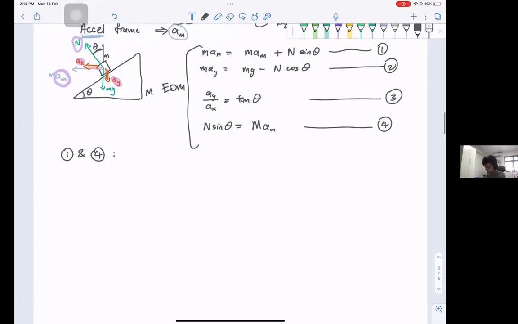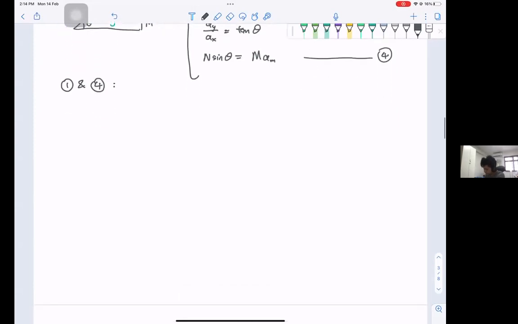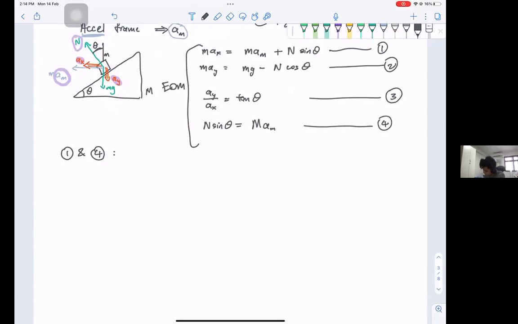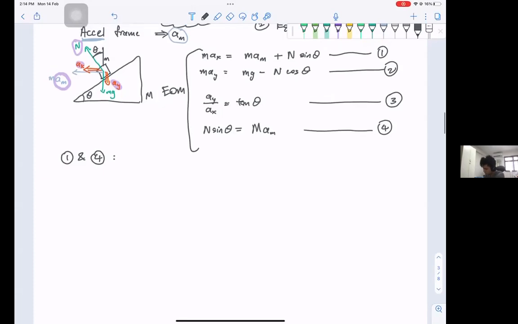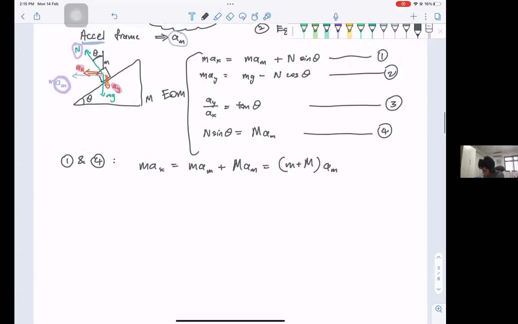Okay, so in my style, for equation 1 and 4, I can substitute n sine theta into there. So it'll be M AX equals to m am plus. Okay, then from here, let's go ahead and do 2 and 4. What I'm trying to do over here is eliminate the n's first. Then we are left with 3 variables and 3 equations.